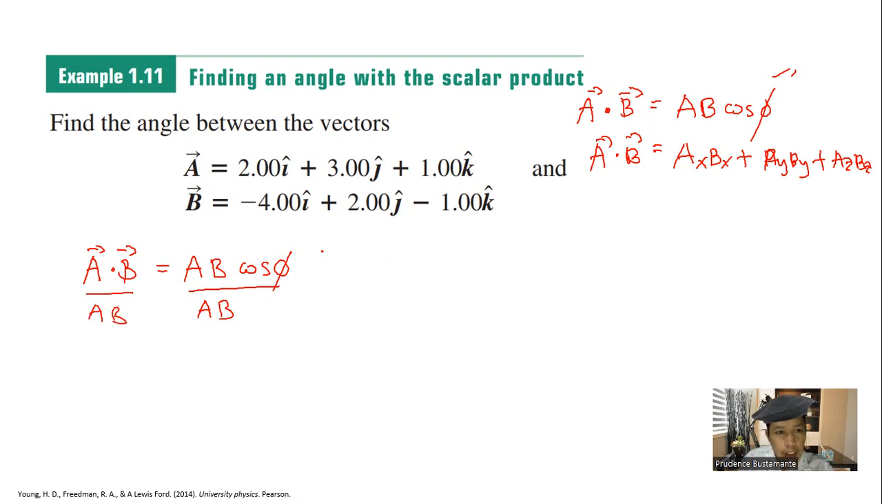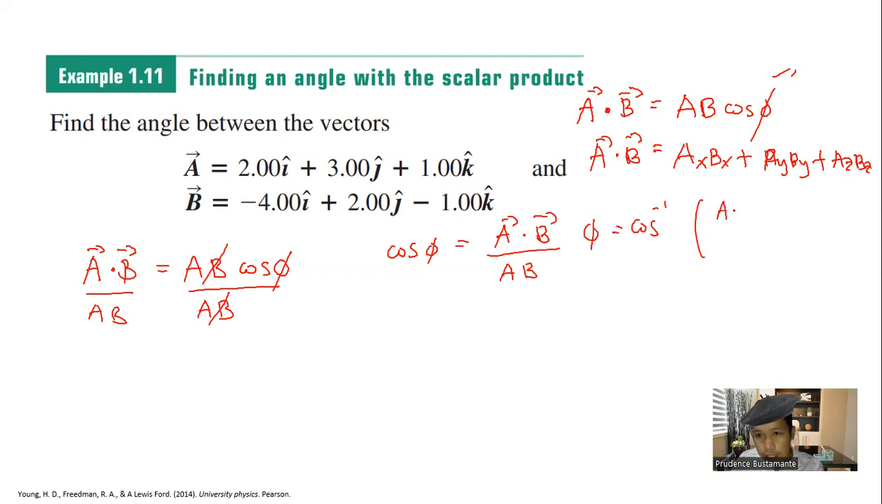Okay, therefore, we can cancel this out. Then we have the cosine of phi just equal to A dot B over AB. So if we want to find the angle, the angle is just the cosine inverse. So phi is just equal to cosine inverse of A dot B over AB. However, we need to find first what is the A dot B and what is the magnitude of A multiplied by the magnitude of B.